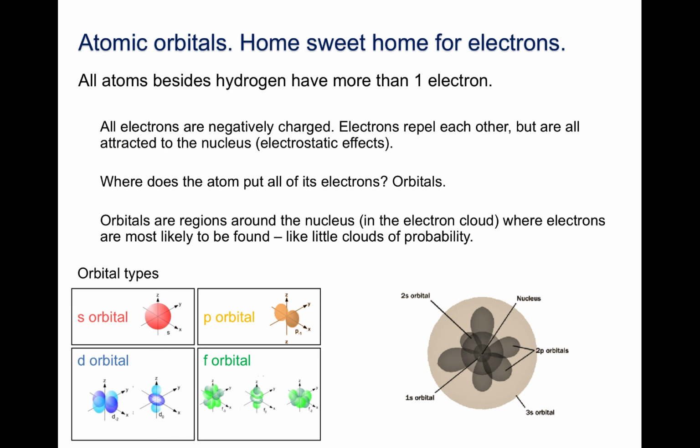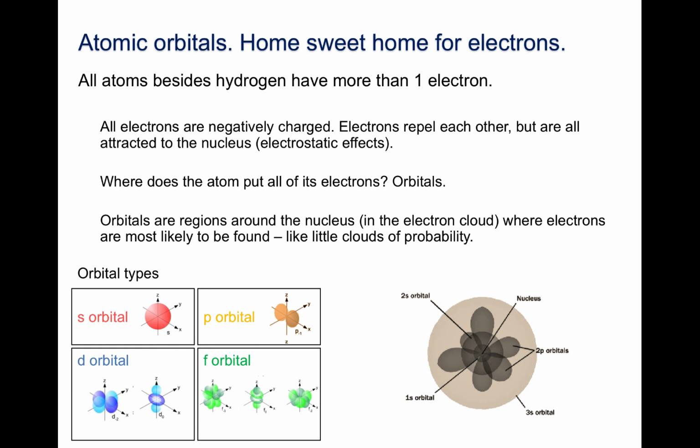Atomic orbitals are home sweet home for electrons. That's where you're going to find the electrons in an atom. And so all atoms, besides hydrogen, have more than 1 electron in them, and so we have to figure out where those electrons are going to be. All electrons have a negative charge associated with them. The nucleus of an atom has a positive charge associated with it. So each electron is going to repel each other, but are going to be attracted to the nucleus due to the electrostatic effects, meaning like charges repel, different charges will attract each other.